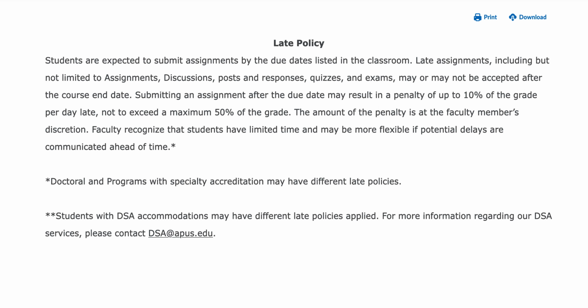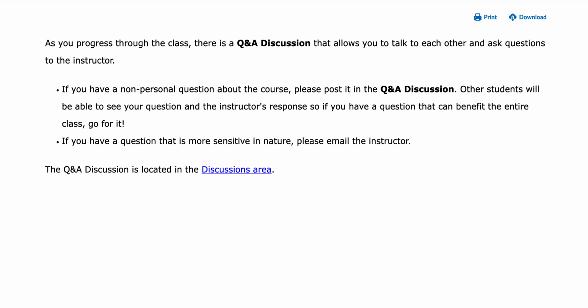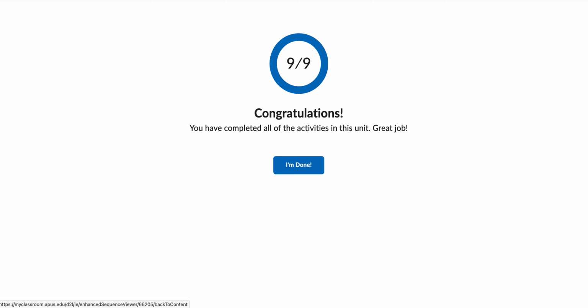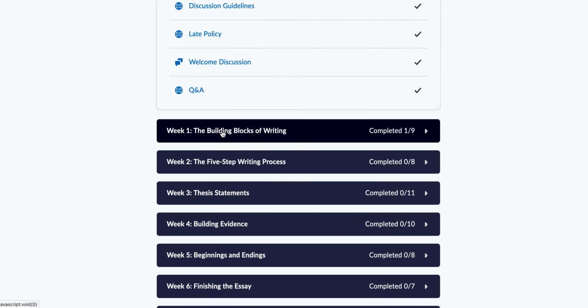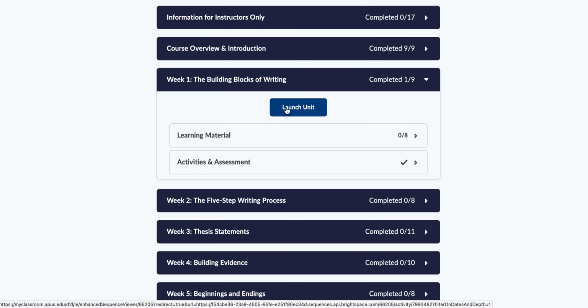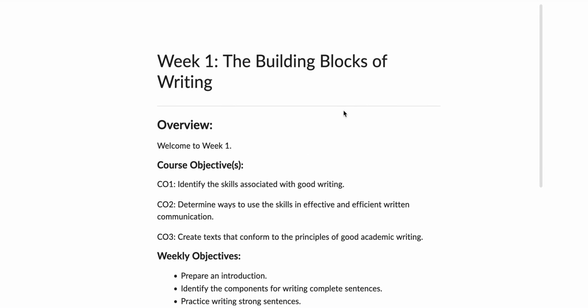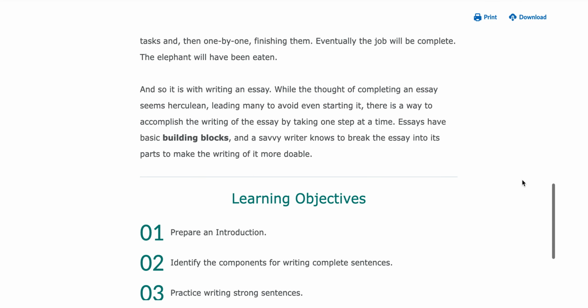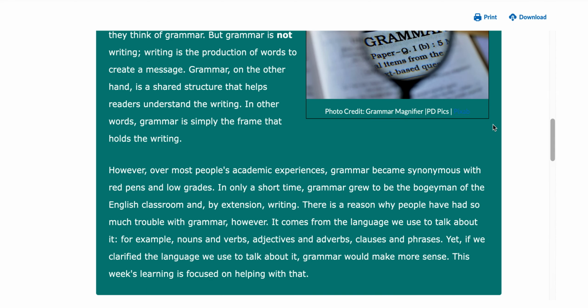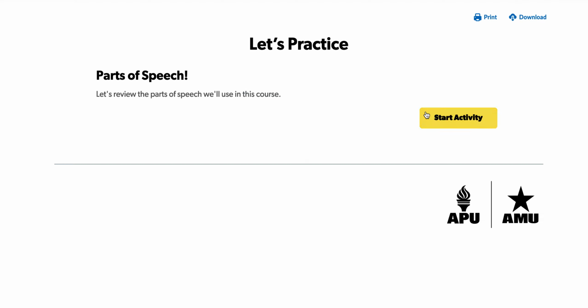Note the late policy. And then we're going to complete that first one, but let's go back to the content and let's look at the main bulk of the week 1 readings, and that would be week 1, the building blocks of essay writing. Now, I know all of you know how to read, so I'm not going to go through all of the reading materials, but I do want you to know that all of the readings are housed within the classroom. So you do need to go through every single slide here and actually read it, so you can gain all of the important objectives and lessons for each part of the class.